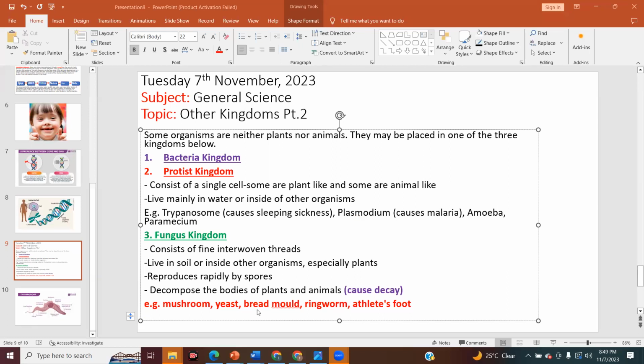So mushroom, yeast, mold, bread mold, ringworm, athlete's foot. Those are different examples of fungus.